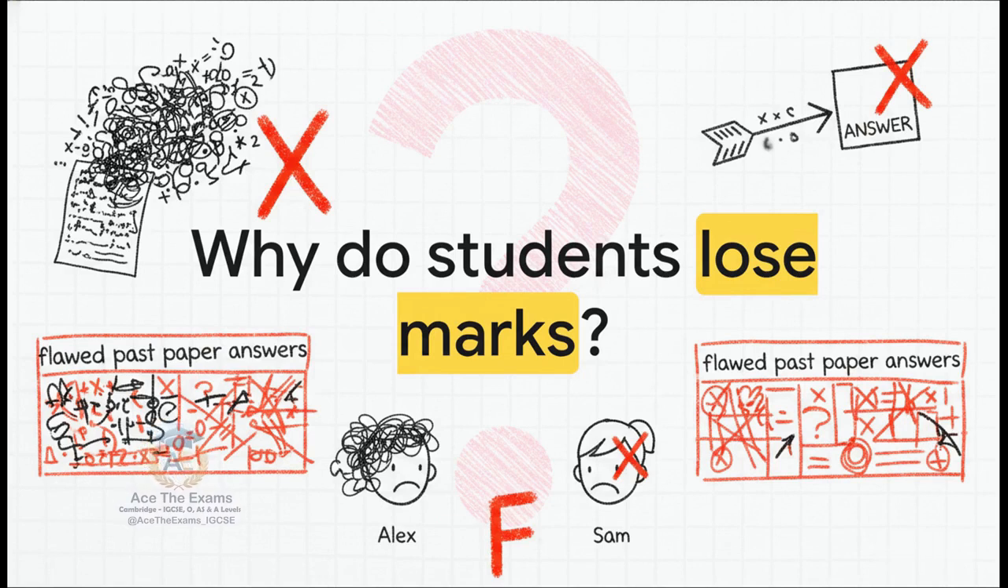When we put their flawed past paper answers side by side, it is just a sea of red pen marks. Alex loses marks for unstructured, chaotic rambling, and Sam loses marks for failing to show the fundamental method. They both end up walking away with the wrong final grade, not because they don't know the math, but because they simply don't know how to play the examiner's game.